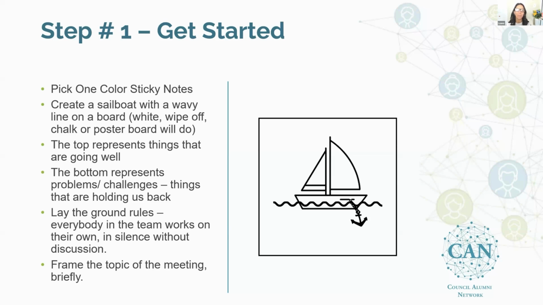You're going to create a sailboat with a wavy line on a board. This could be a whiteboard, a chalkboard, a poster board, anything you want to do. You're just going to draw any kind of a sailboat with an anchor and a wavy line going through. You probably already figured out that one part of this is going to be the positive stuff and the other is going to be the negative. So the top represents the things that are going well, and the bottom, underneath the wave, the challenges or problems or things that are holding us back.